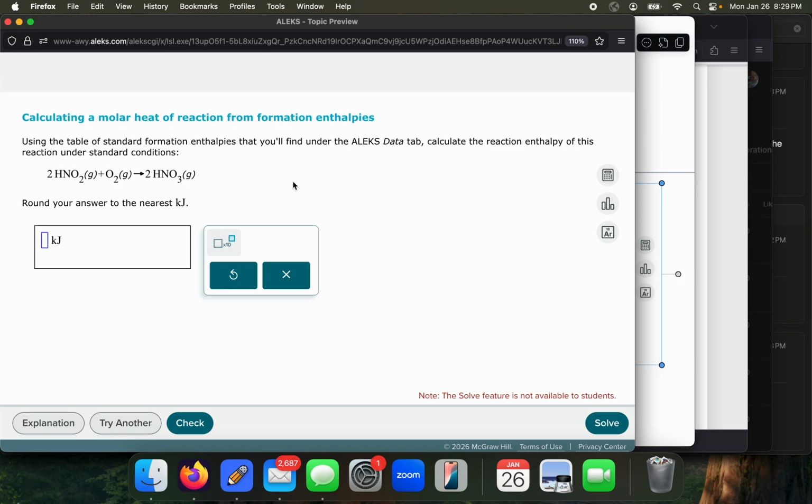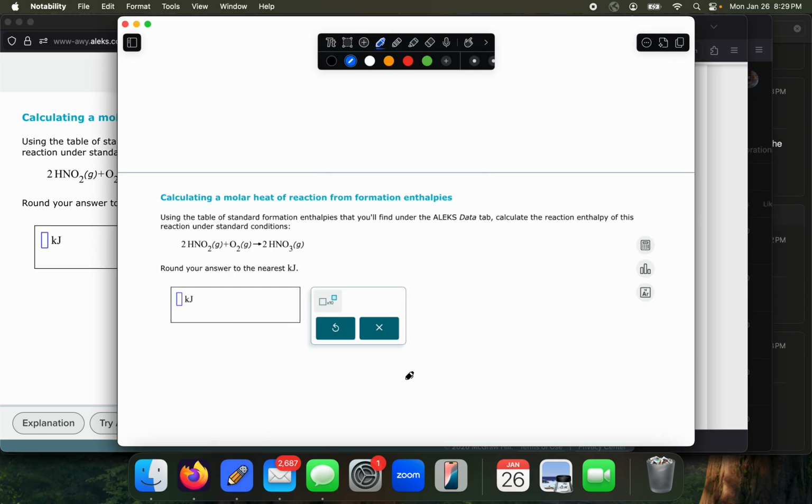So here we're going to calculate molar heats of reaction, and we're going to do it from a table. And the table is busy. It's complicated. So before we go there, let me come over here. I already snapshotted this.